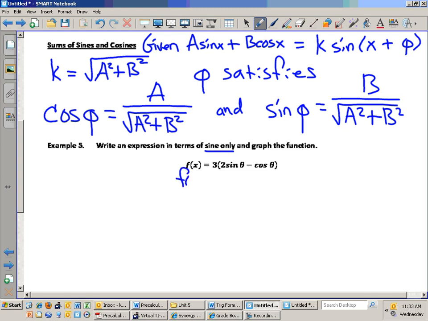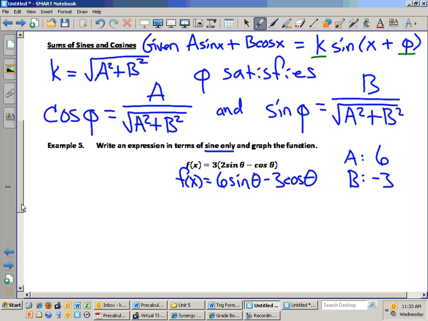So f of x is equal to 6 sine of theta minus 3 cosine of theta. I'm going to identify a and b. What is a? 6. What is b? Negative 3. Well, if I use this formula, what I have to find is k, and I have to find phi. And once I do, I can then graph it. That's all I got to find.